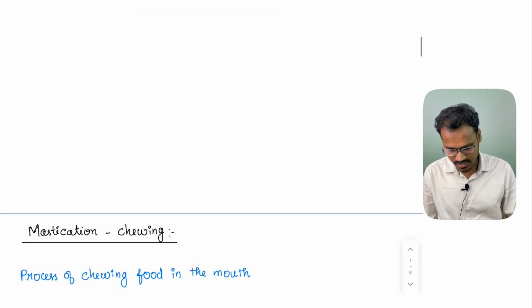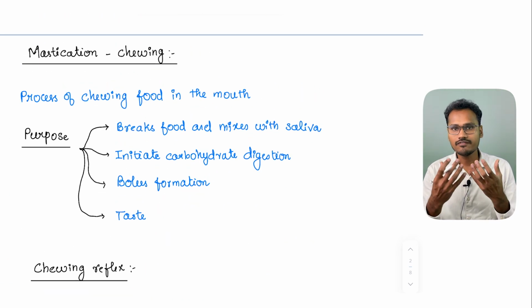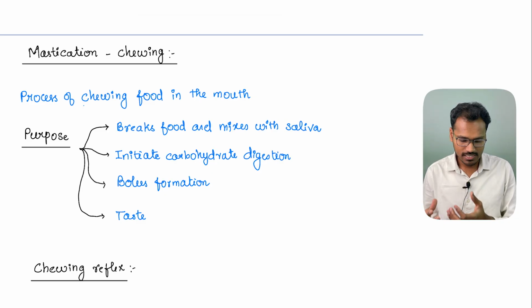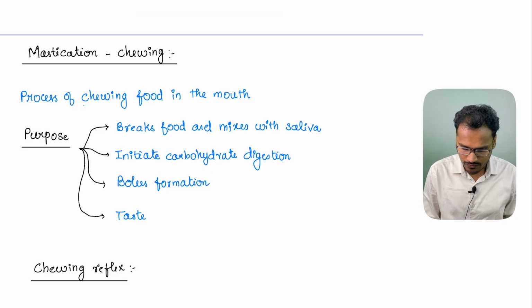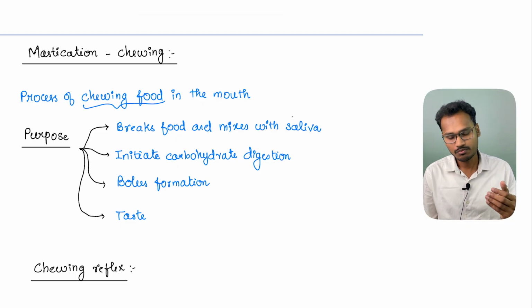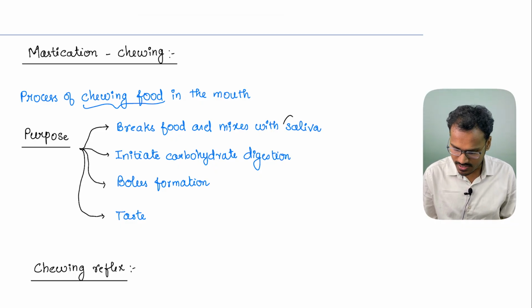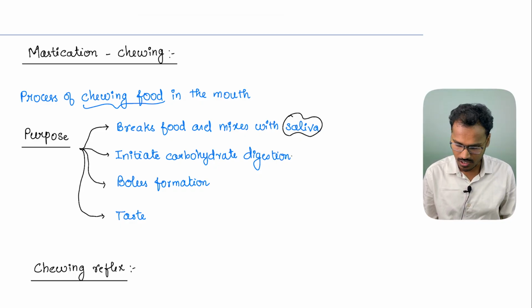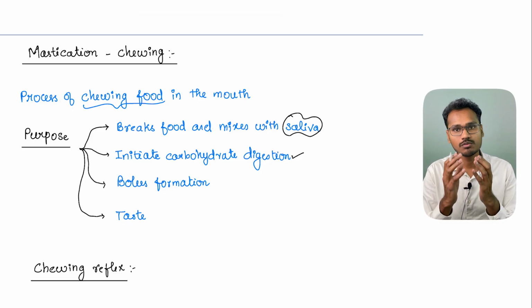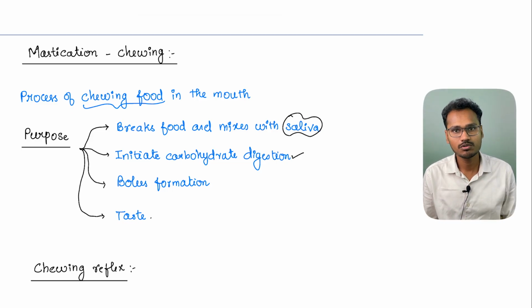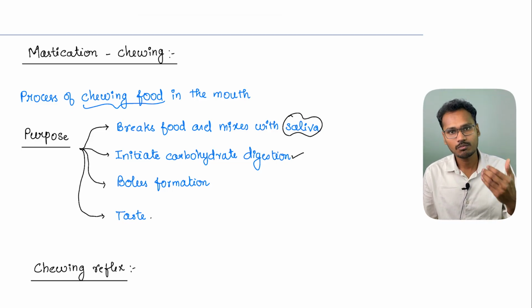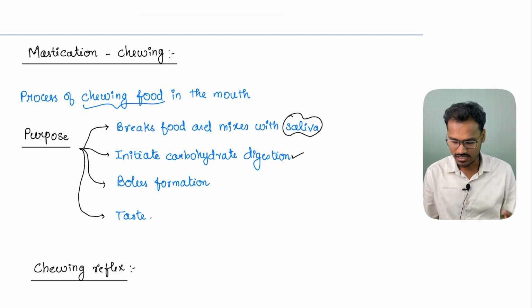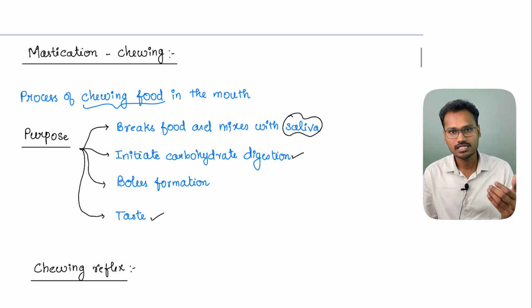First, coming to mastication. Mastication is a simple reflex wherein we are chewing the food. The process of chewing food in the mouth is called mastication. What is the purpose of mastication? First, it is to break down the food and it helps to mix with the saliva. Here the saliva has salivary amylase which helps to start the digestion of carbohydrates, and it will help to form the bolus also. That is also one of the important things about mastication. And when you chew the food properly, you will be able to appreciate the taste sensations of the food also. So these are the major purposes for which mastication has to happen.